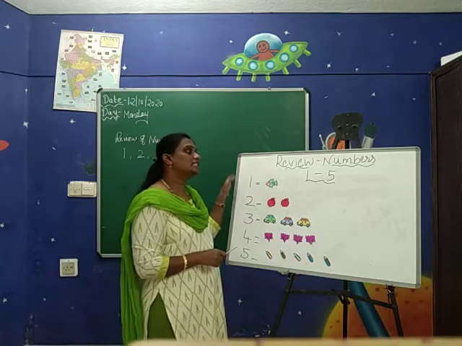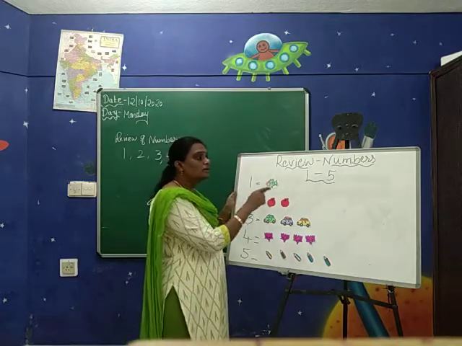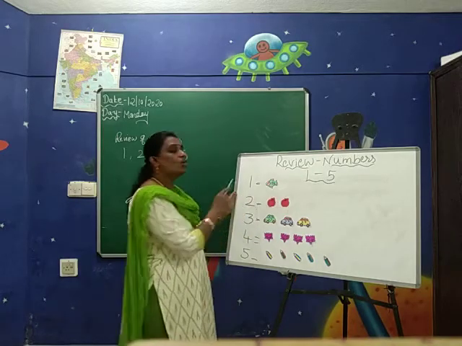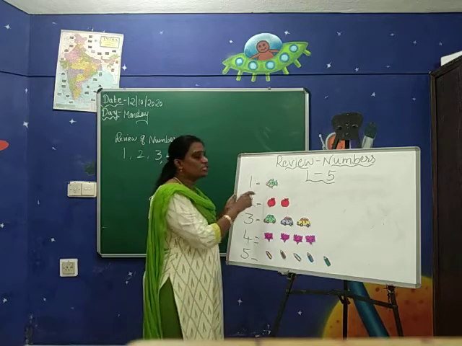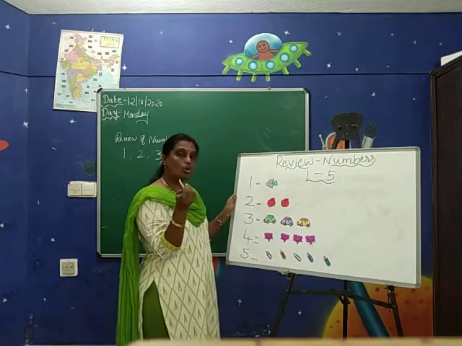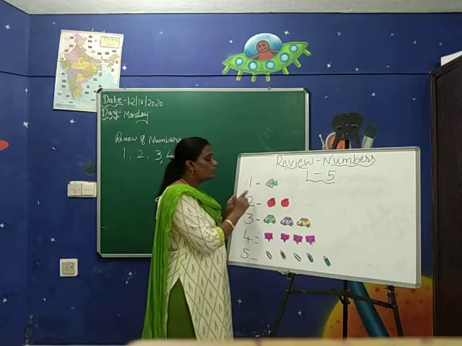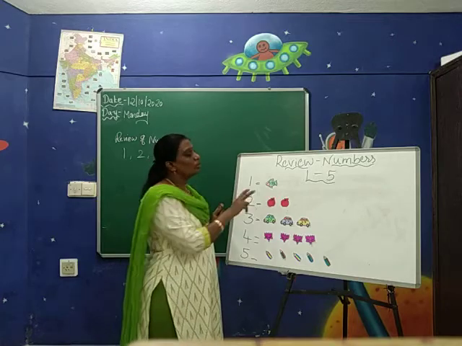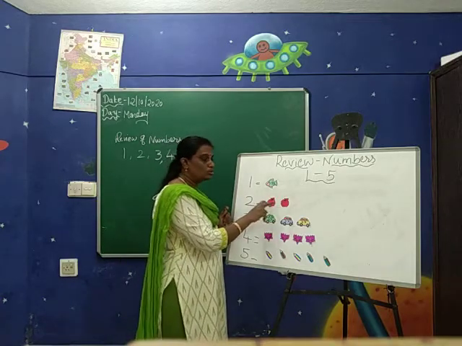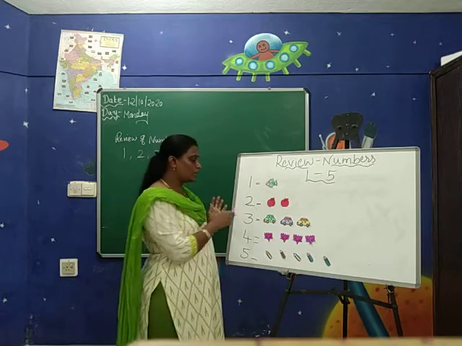Now we shall sing the number song. Yes, number song, now 1, 2, 5. You are number one. You are number one. One fish, one you and one me. You are number one. You are number two. You are number two. Two apples. One you and one me. Yes, you are number two.